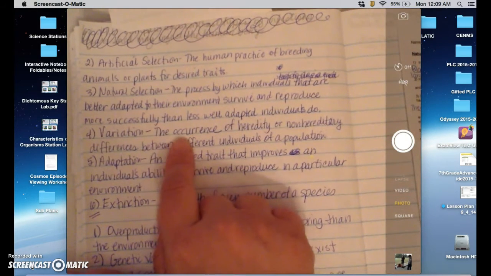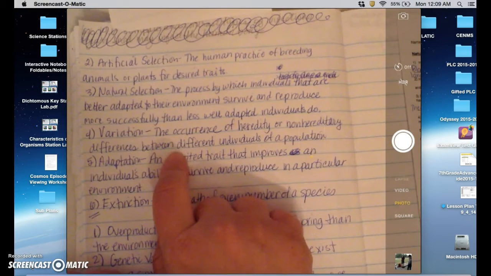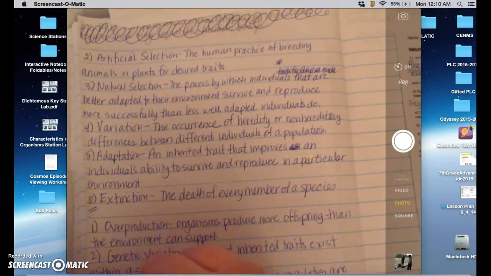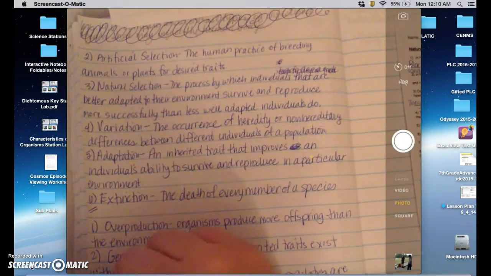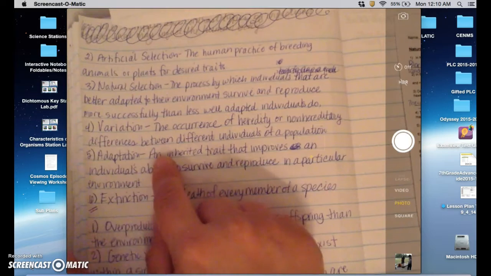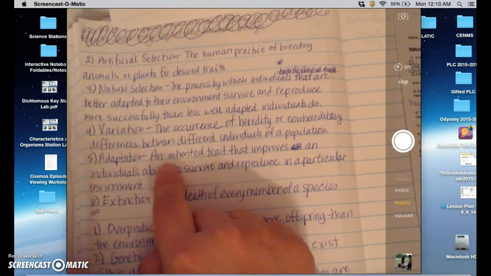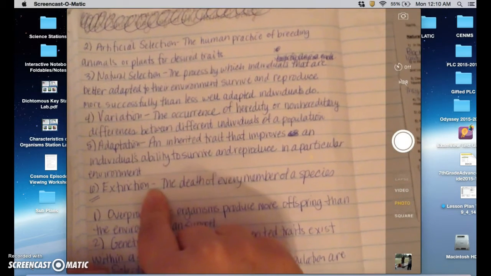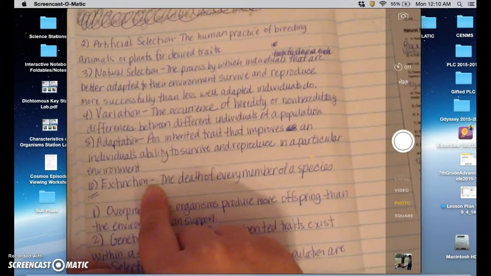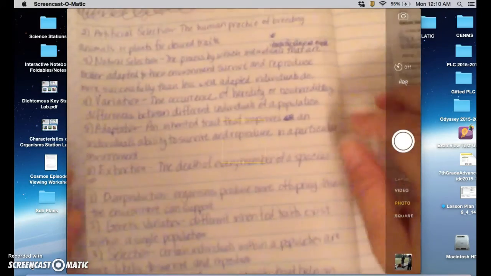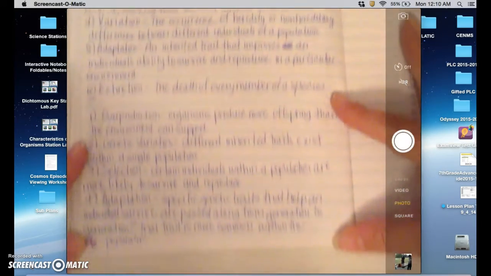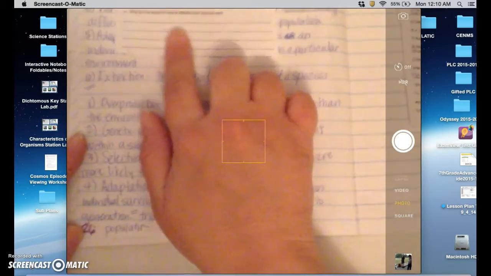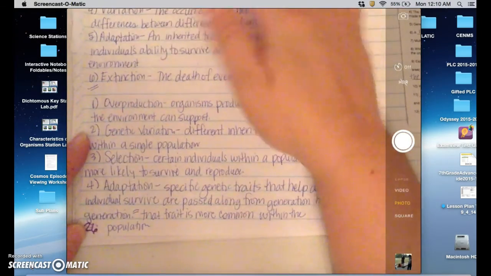Variation is the occurrence of heredity and non-heredity differences between two different individuals of a population. So there's differences in different species in a population. That's what variation is. Number 5 is adaptation, an inherited trait that improves an individual's ability to survive and reproduce in a particular environment. And number 6 is extinction, the death of every member of a species. The summary question is, what are the 4 factors of natural selection, and describe each one?